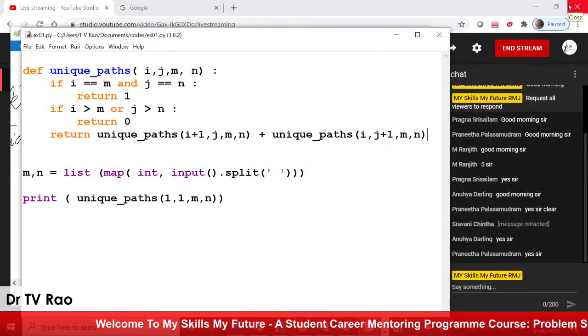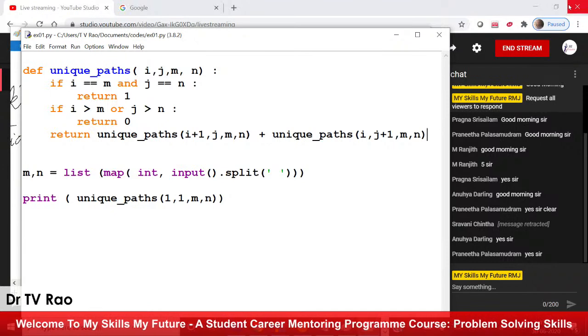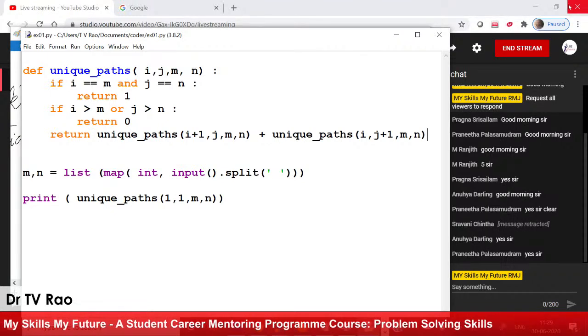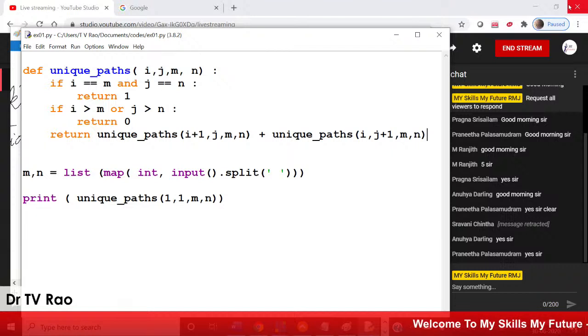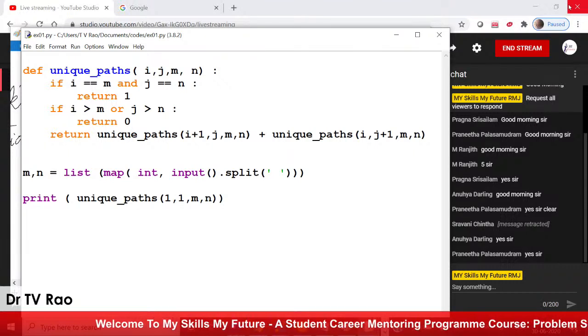I have shown you both approaches from 1 to mn and mn to 1, bottom up and top bottom. Okay. Did you understand it? Is this clear?